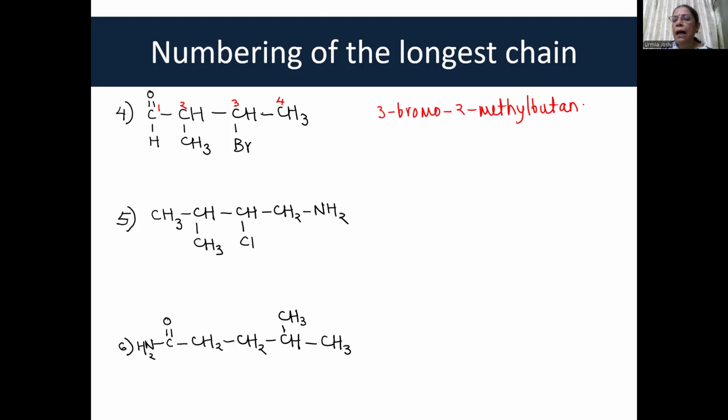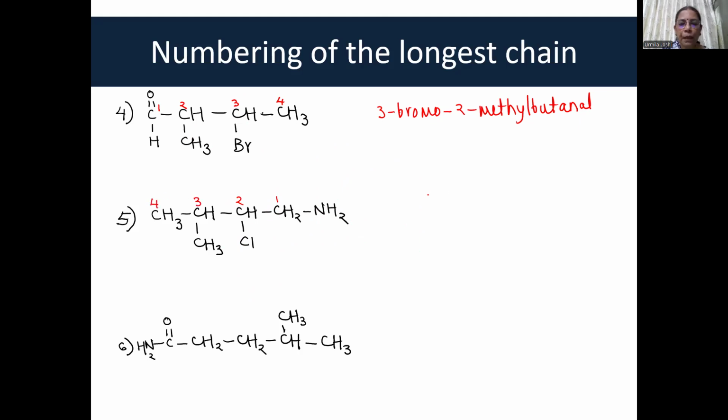Butane, al. One al is understood over here. You may write, you may not write. Okay, now next, there is a halogen and there is amine. Halogen is always represented as a prefix, whereas amine has a suffix. So, start numbering such that amine bearing carbon gets the lowest possible number. So, this is going to be 1, 2, 3, and 4, right?